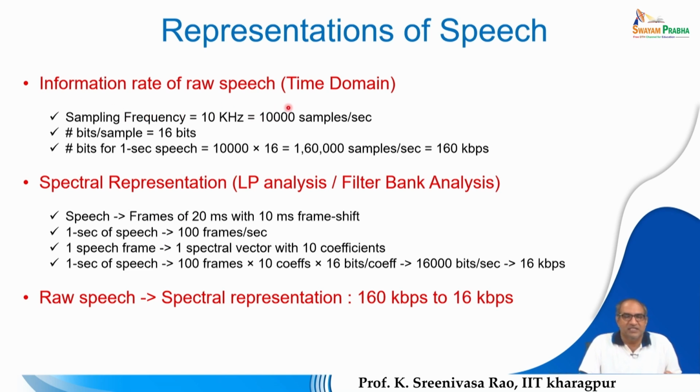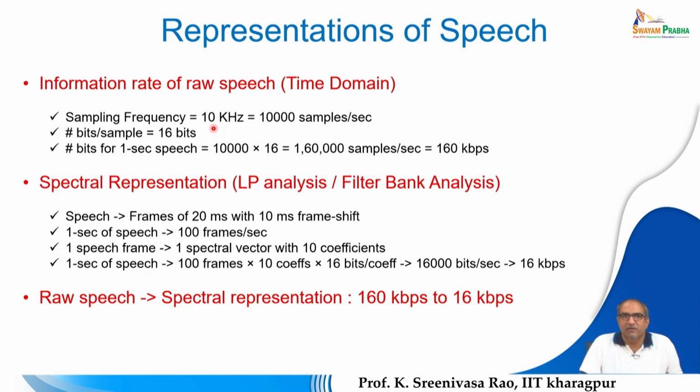The speech that is captured by a microphone is actually a continuous or analog signal, and for storing that on a machine, we need to digitize it. We cannot store the continuous signal, so we have to convert it into digital and then see how many bits are required. So for raw speech in the time domain, to represent it in digital form, first of all we need to sample the signal. Suppose we sample the signal at 10 kilohertz, it means it can preserve frequencies up to 5 kilohertz in the speech signal.